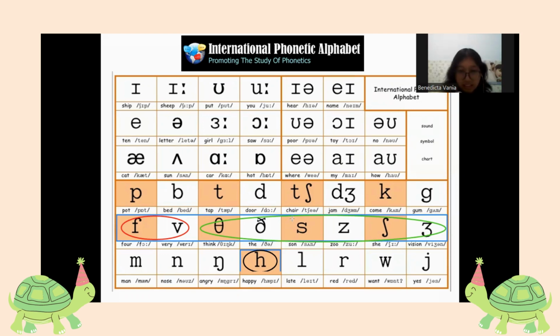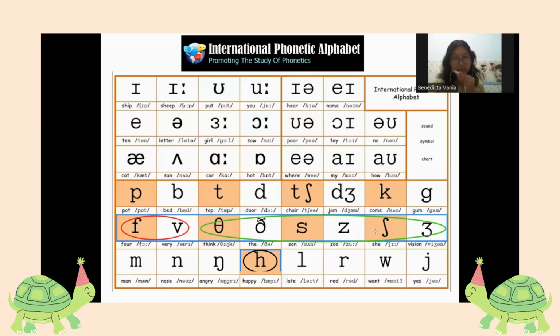Okay. Next, we have this one, right? Okay, that one is used in words like song, theme, see, assist, sight, etc. This one is used in words like zip, zone, zoo.